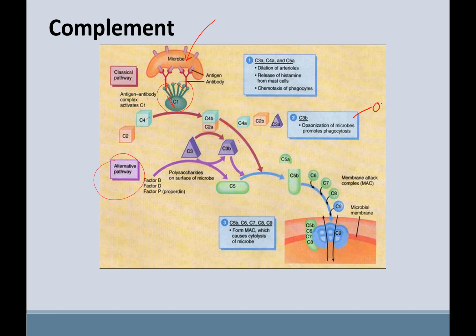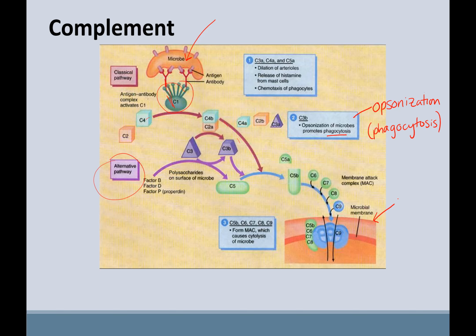One outcome that we will talk about is opsonization. And you'll see the word phagocytosis. So opsonization is another way to tag something and say, hey, phagocytes, come eat this. Okay.